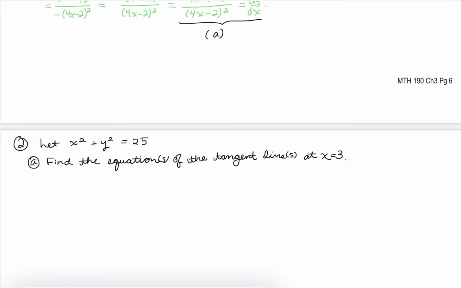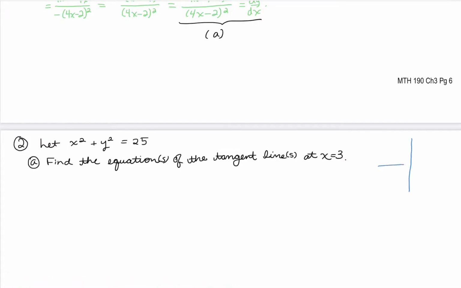We're going to continue to look at a couple more implicit differentiation problems. The first one we're going to look at, hopefully, looks familiar to you: x squared plus y squared equals 25. If we were to think about that, that is the graph of a circle.